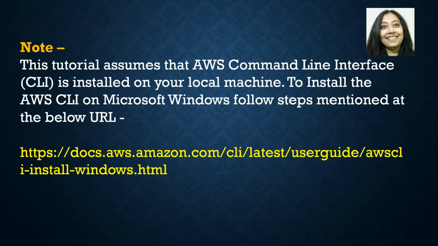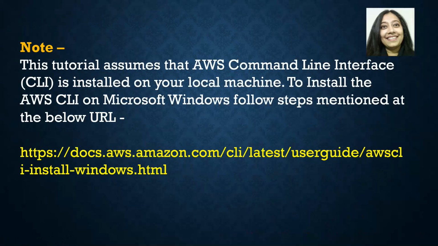Now, this particular tutorial assumes that your AWS command line interface is installed on your machine. So in case your AWS command line interface is not installed, please refer to this particular URL that I have mentioned over here. And this installation is basically for Microsoft Windows. It is pretty straightforward and simple. And in approximately about 25 to 30 minutes, you should have your command line interface installed on your machine.